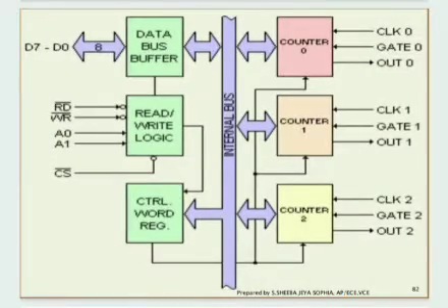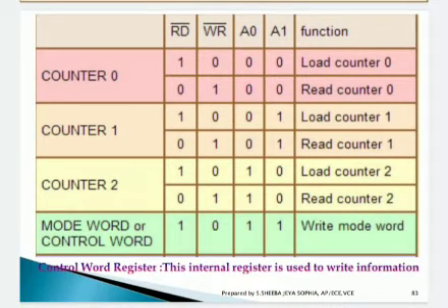This is the corresponding block diagram of the 8253/8254 timer counters. You can see 6 blocks available: data bus buffer, read/write logic, control word register and 3 counters. According to this, you can see the tabulation for the corresponding 3 counters and control word, which I have clearly explained in the architecture diagram itself.